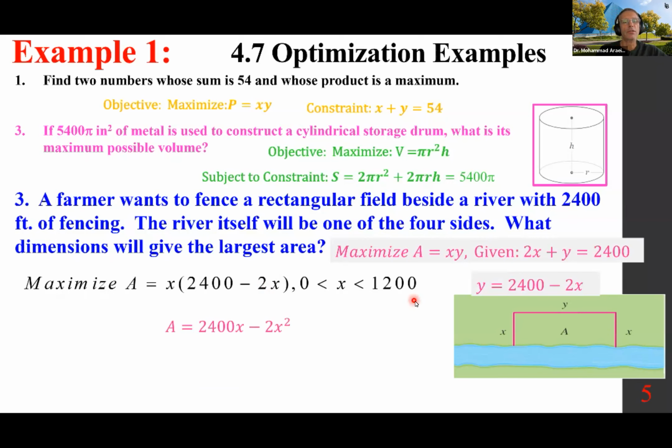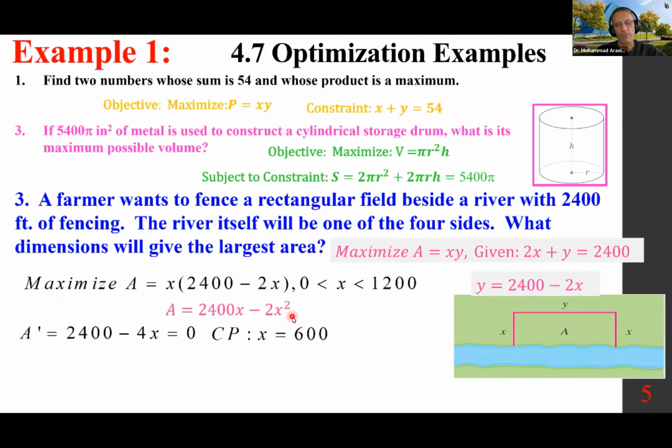You distribute the x because you want to differentiate, and it's easier to do so. So we get 2400 minus 4x as the derivative. When you set it equal to 0, the critical point is 600. We have an open interval of 0 to 1200 and only one critical point. So when you do the first or second derivative test, what you receive is not only a local, it's also an absolute. Now, is it max or min?